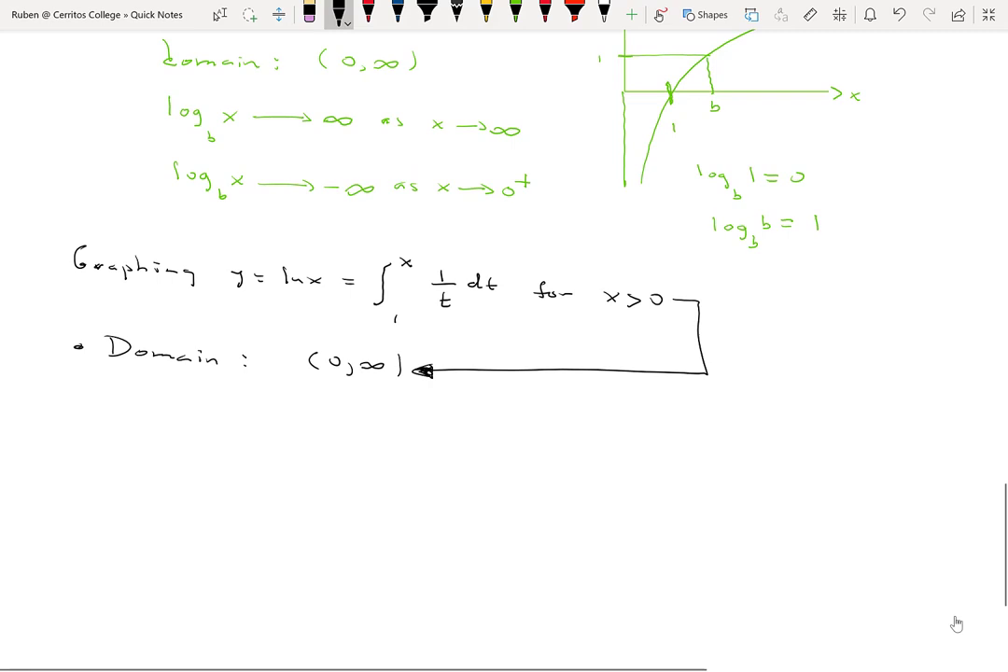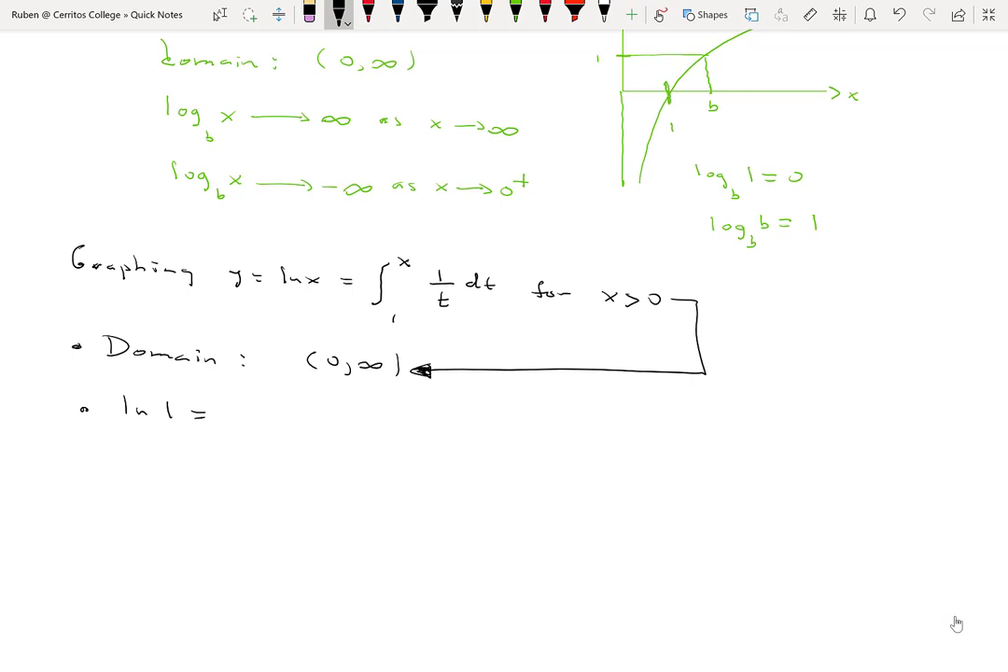Okay, we just saw that the natural log of 1 was 0 a few seconds ago. The integral from 1 to 1 of 1 over t dt is 0. Well, that's exactly how a logarithm should behave. The logarithm of 1 is 0. So this thing is behaving more and more like a logarithm.